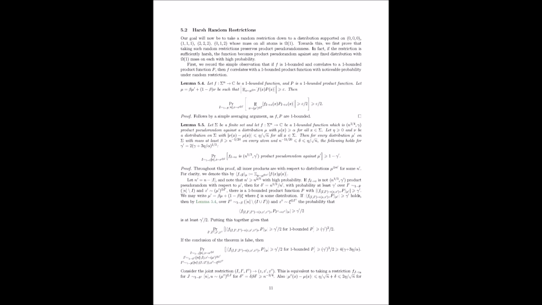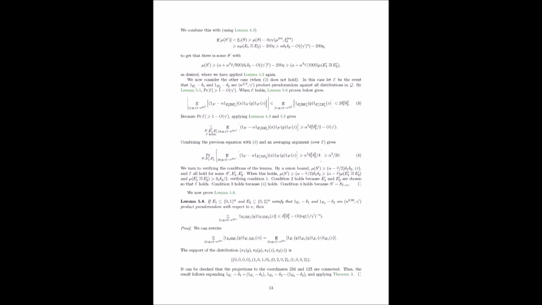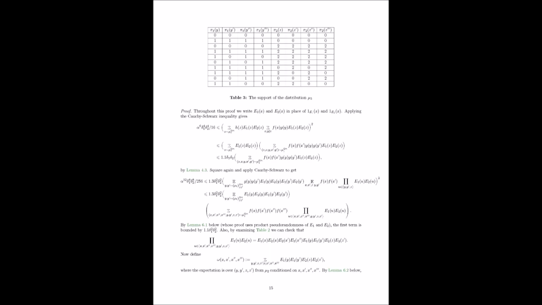They do that by defining what it means for a distribution to be connected, which is laid out in Definition 3.2. Gotcha. Essentially, you can move between any 2 points in the support of the distribution by changing one coordinate at a time, all while staying within the support. So it's like navigating a network where you can travel between any 2 nodes by taking one step at a time. Exactly. With this notion of connectedness, Theorem 3 basically says that if 4 functions show strong correlation under a Fourier distribution that has these specific connectivity properties, then at least one of those functions must lack product pseudorandomness.